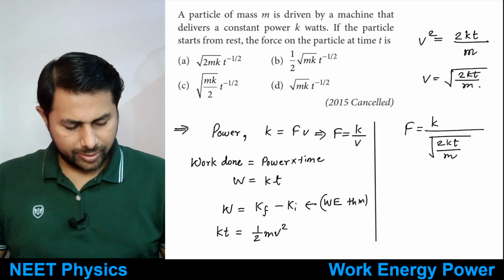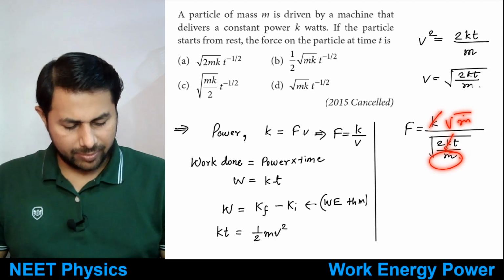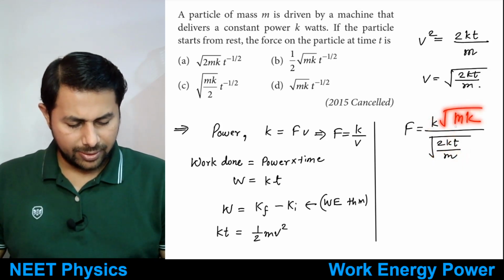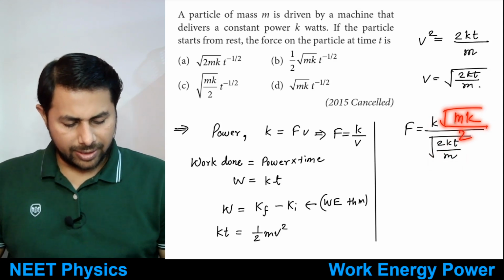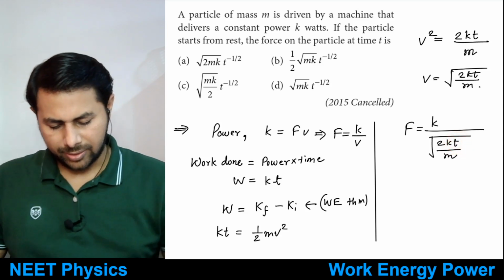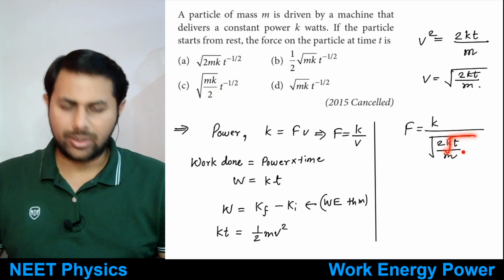Okay, so move the m to the numerator. So it will be root m, and k divided by root k is root k. So in the numerator you will have root of mk divided by 2, root of mk by 2, and the t in the denominator. It's there in option C. And in the denominator you have root of t.